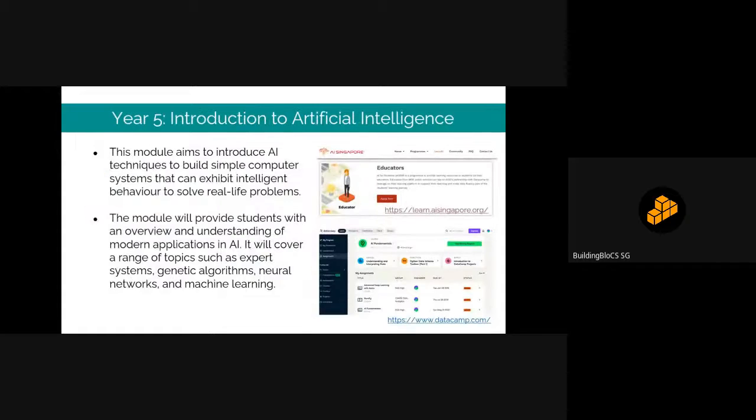The Year 5 Introduction to AI module will provide students with an overview and understanding of modern applications in AI and machine learning. In this module, we tap on resources offered by AI Singapore for educators. Certain AI and machine learning DataCamp courses are assigned to students to support their learning journey along the way. This also helps to promote independent and self-directed learning in the student.